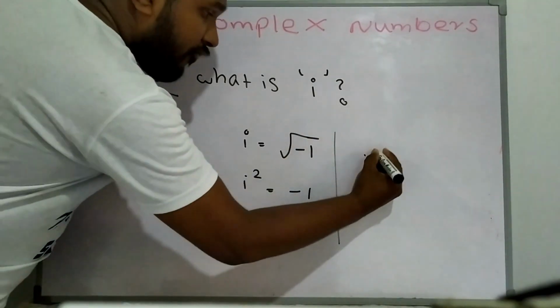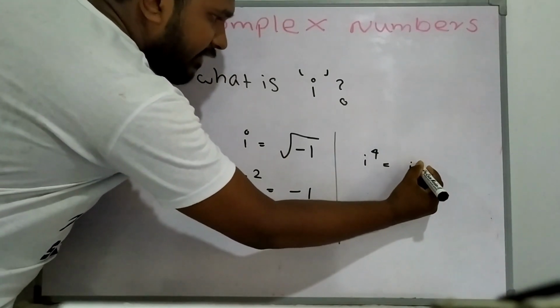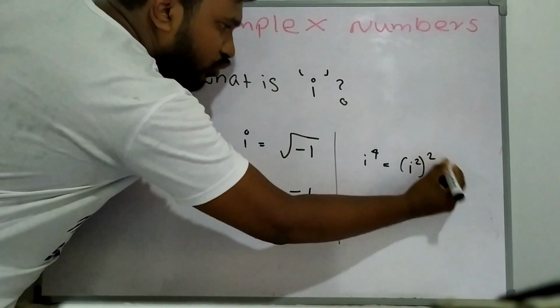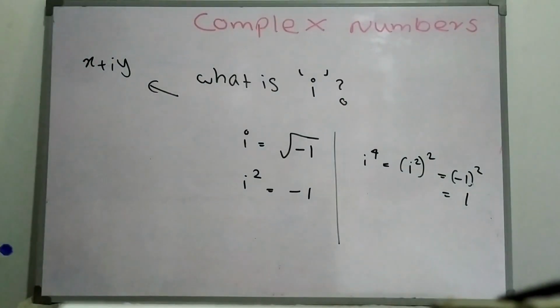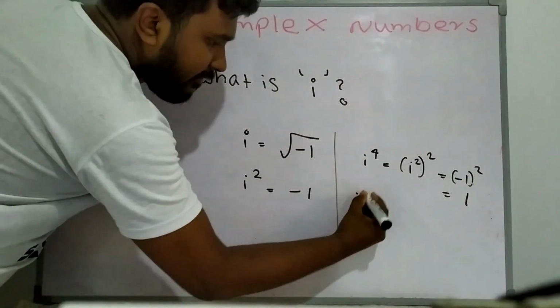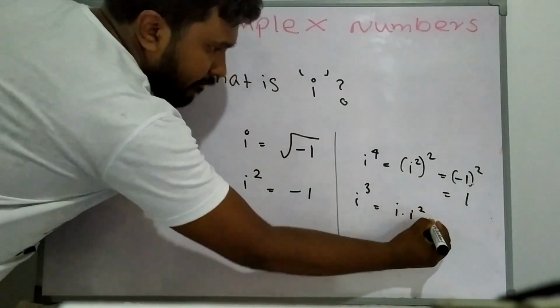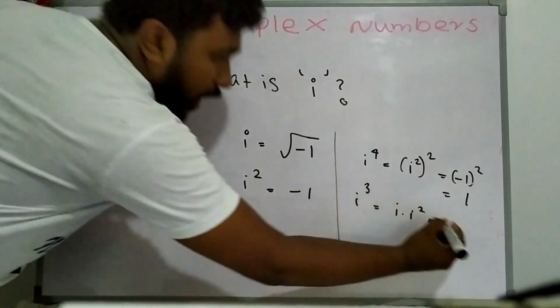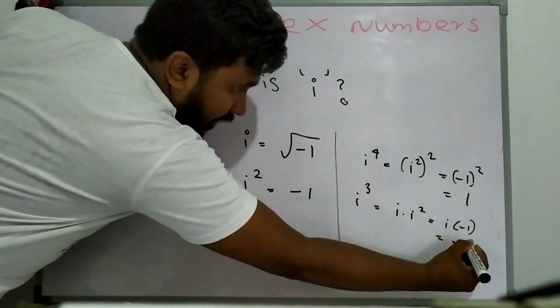But i to the power of 4 is i squared to the power 2, no? Minus 1 to the power 2, which gives a positive answer. i to the power 3 means i into i squared. i squared is minus 1, so it is minus i.